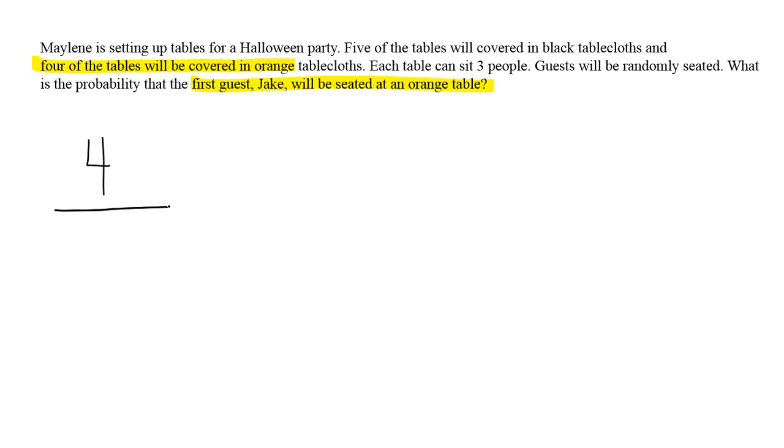Out of how many total tables? The other tables here that are going to be covered in black tablecloths, there are 5 of them. So 5 plus 4 is 9. That makes our denominator 9 here. So the probability that the first guest will be seated at an orange table is 4 over 9.